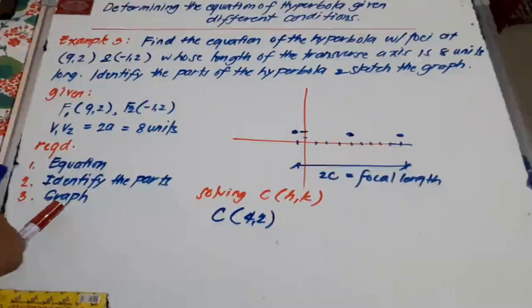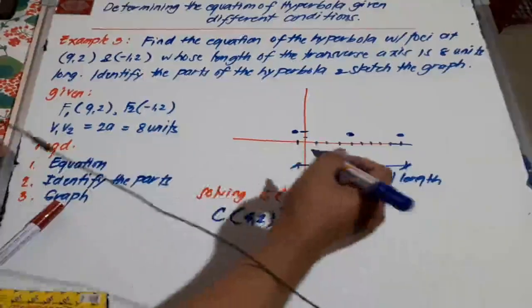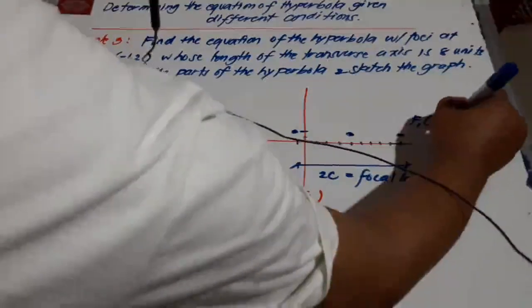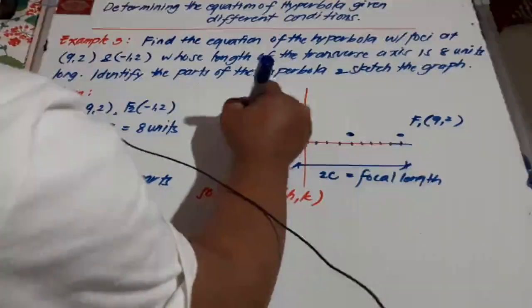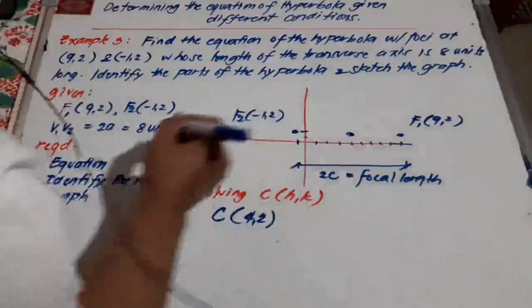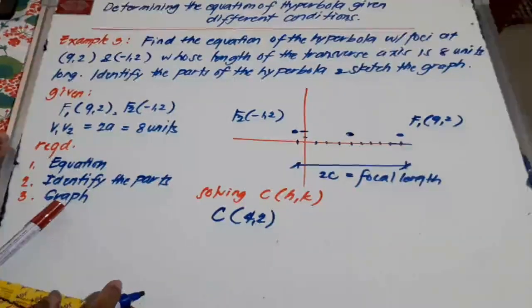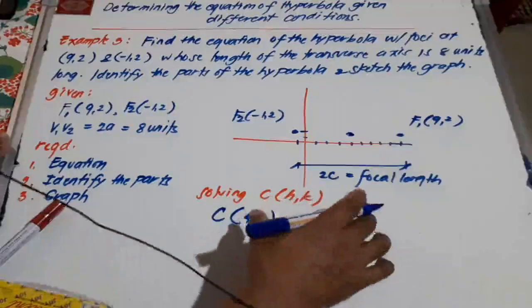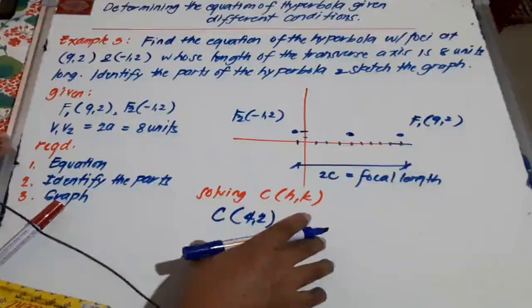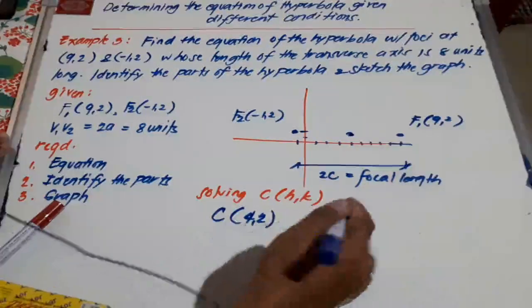Is there another way to get the location of the center? There is, using the midpoint formula. So, this is the point (9, 2). This is F2, (-1, 2). So, our (h, k) or center is midway, the midpoint of the foci, the focal length. By the midpoint formula, we can determine the location of the center of our hyperbola.